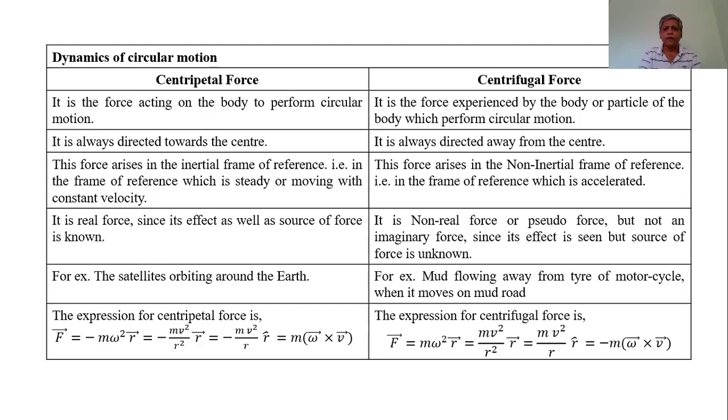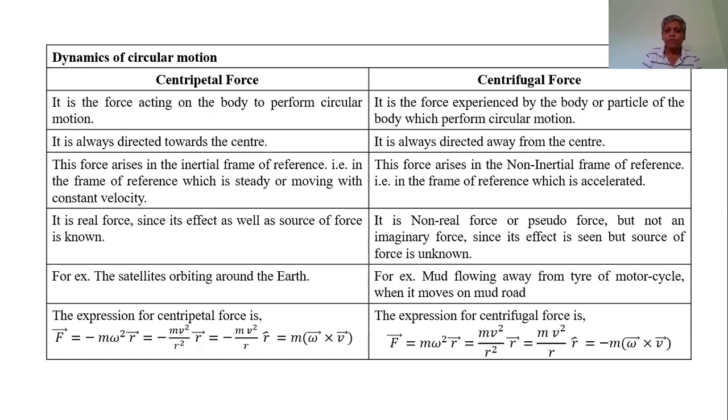The difference between centripetal force and centrifugal force. The centripetal force arises in the inertial frame of reference. That is observed in the inertial frame of reference. The bus moves at constant speed. The observer is outside the bus. That means the bus turns towards the left side. That can be observed with constant speed motion. Hence, that is the inertial frame of reference.